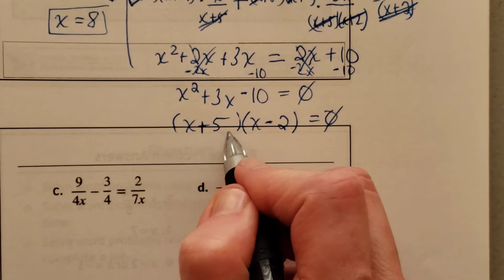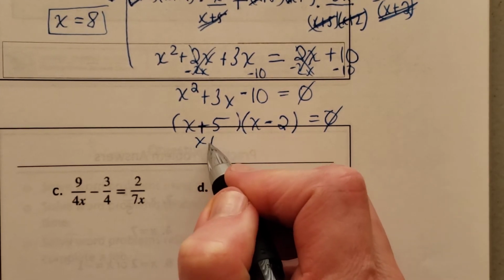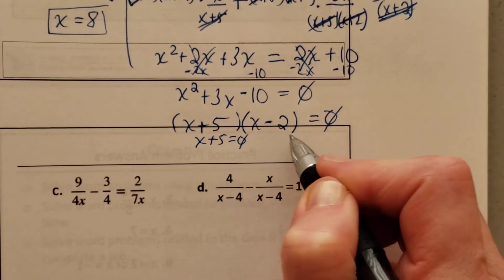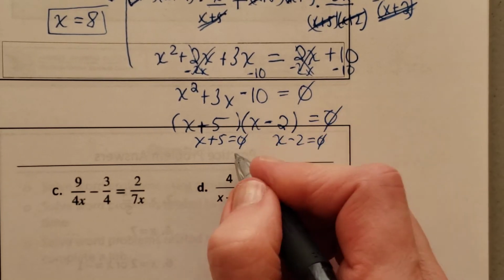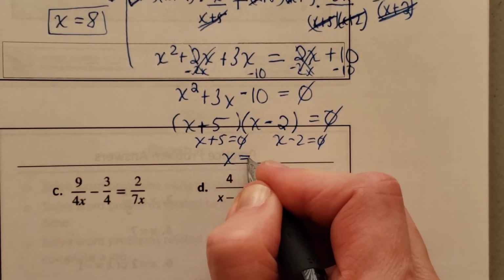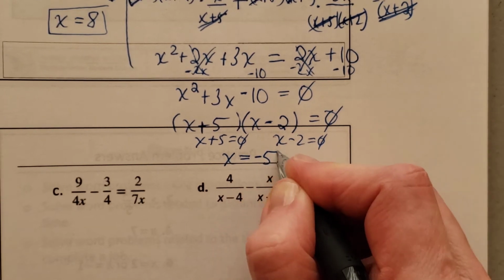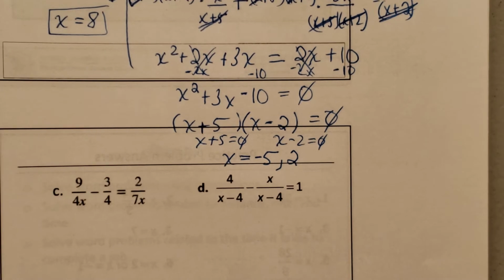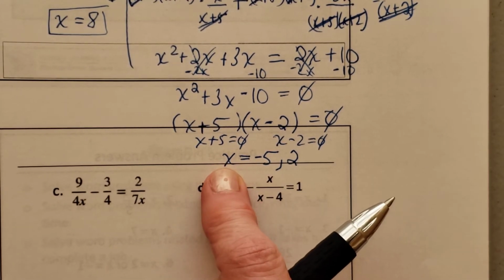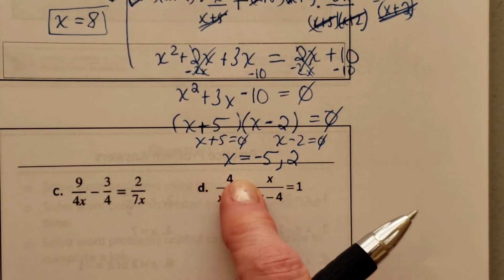Well, if I'm going to subtract 5, that means x is equal to -5. Or if I add 2, x is equal to +2. So I've just solved my equation. Those are the values for x.